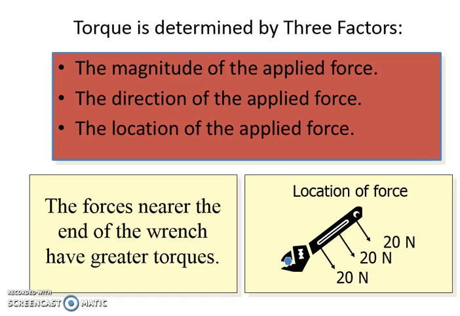Torque is determined by three factors: the magnitude of the applied force, the direction of the applied force, and the location of the applied force. The forces closer to the end of the wrench have greater torque. So for location of force, we could have 20 newtons at the end, 20 newtons in the middle, or 20 newtons closer to the opening of the wrench.